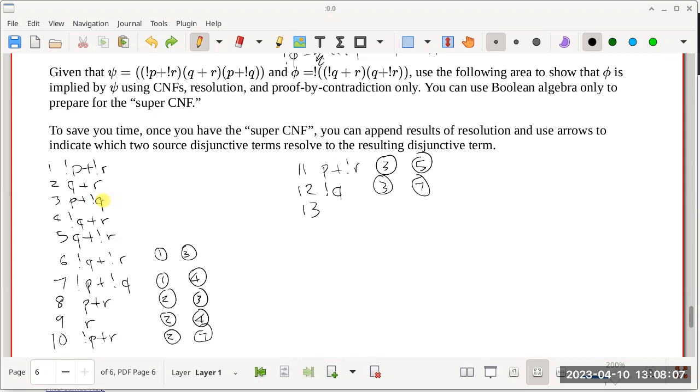Has to have a not Q in it. 5, 7. No, it is. Oh, okay. I think I read incorrectly. Okay, never mind. My bad. Okay, so.